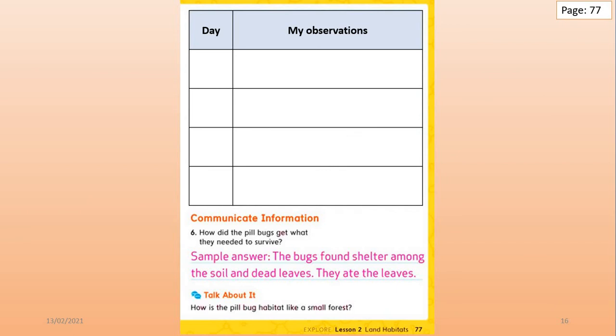For me, I think the bugs found shelter among the soil and dead leaves. They eat the leaves. It may be hard to notice that the leaves were eaten by the bugs, but they did, because they always need food.